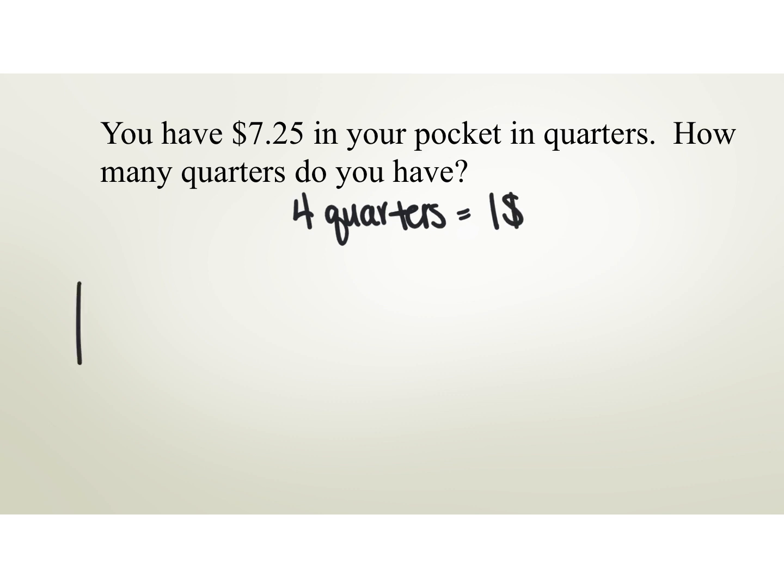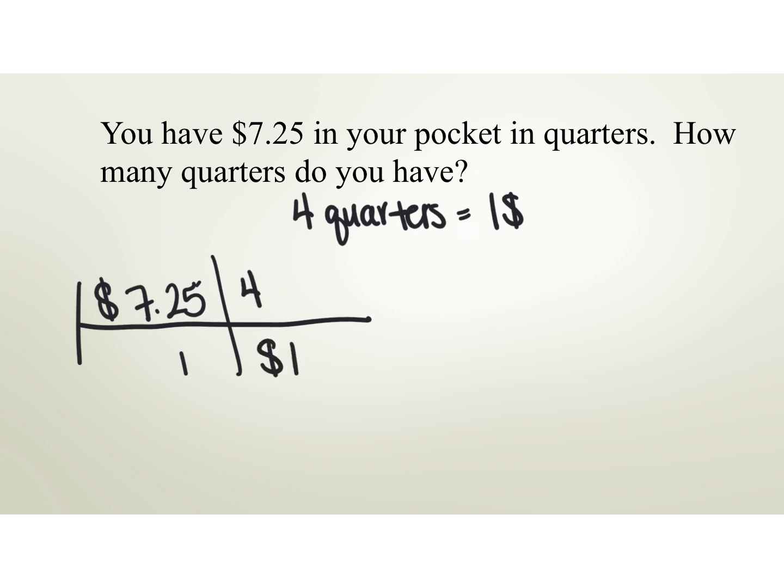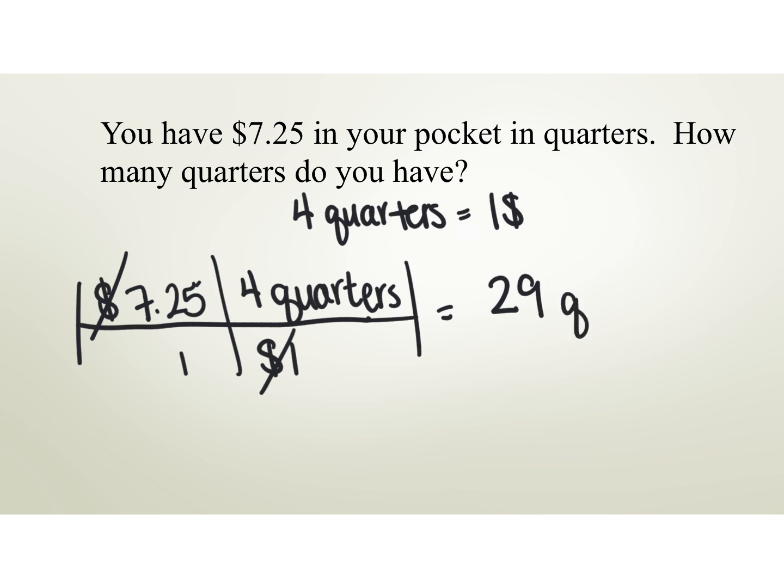Okay, there's 4 quarters in every dollar, right? Okay, what number did you start with? Okay, so $7.25 is what we started with. Okay, what number did you have to put on the bottom of the next box? Okay, $1. What one on the top? Okay, so dollars canceled, you're in quarters. What is 725 times 4? Good. 29 quarters.